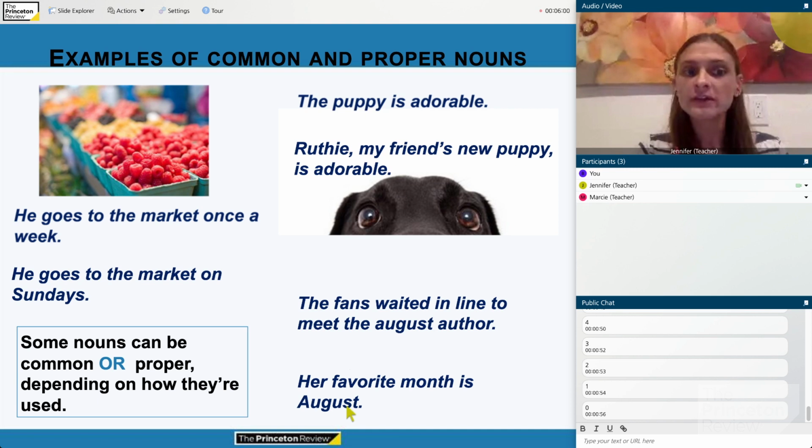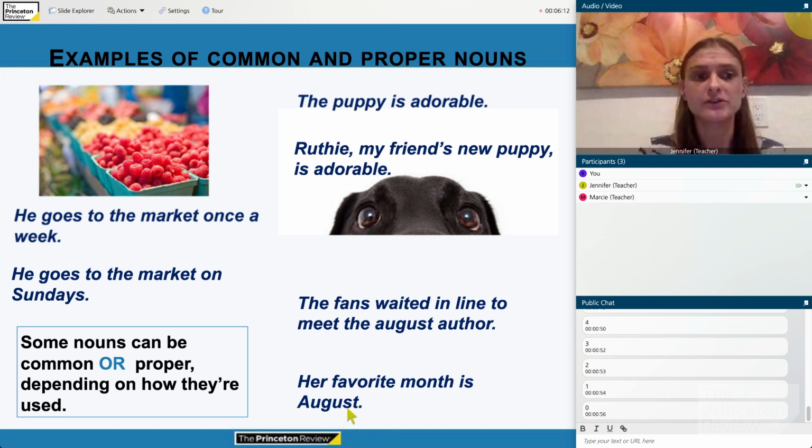So you see here days of the week, names, months, those are things that get capital letters because they are proper nouns. You can also have holidays and other things that are referring to a specific person or thing.